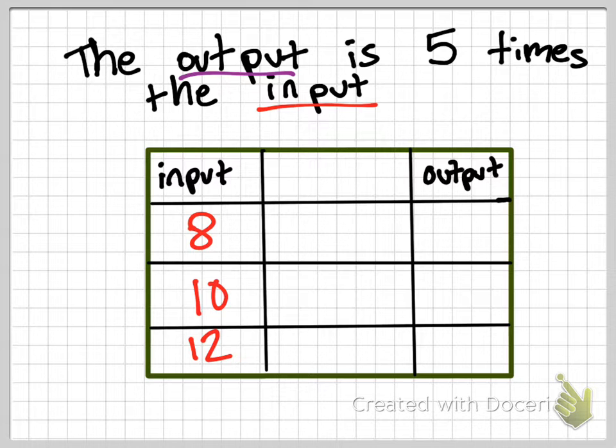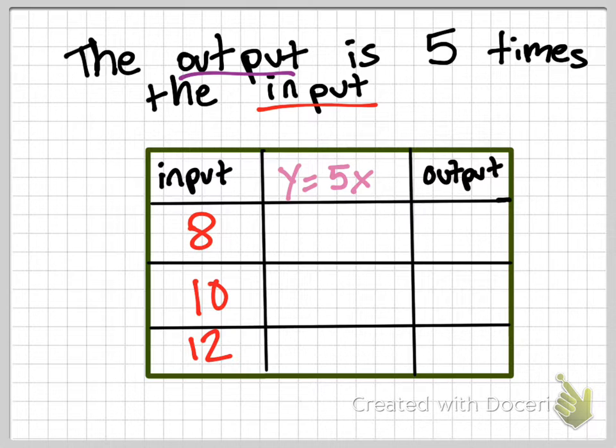So, let's do this one. The output is 5 times the input. So what would our initial expression be? Our initial expression, the one with our variable. Rocco? Excellent. So we're going to do y equals x times 5. We could also write this as y equals 5x.